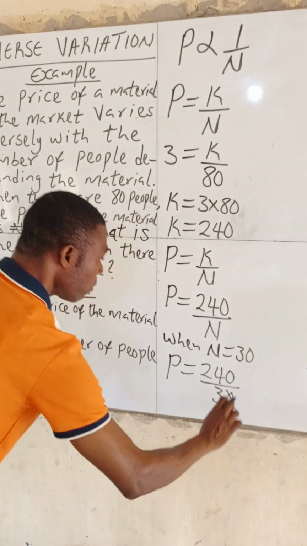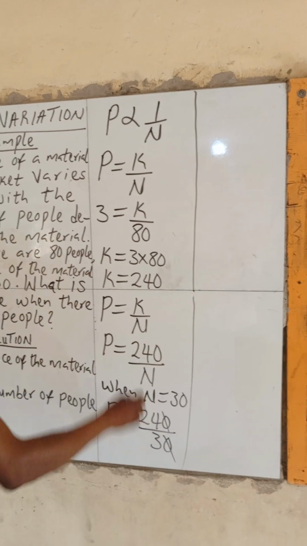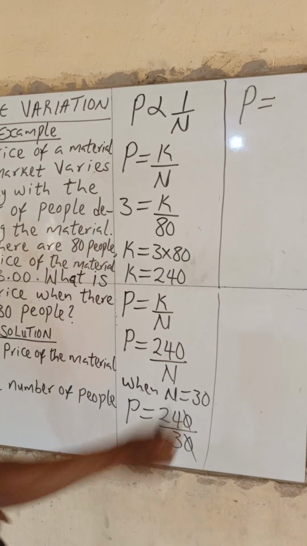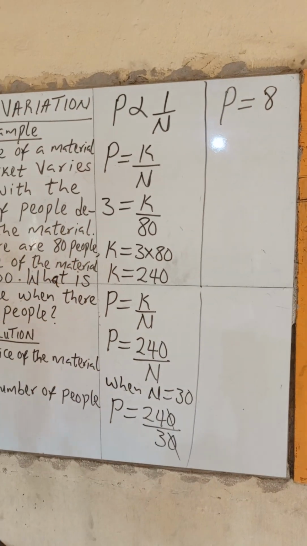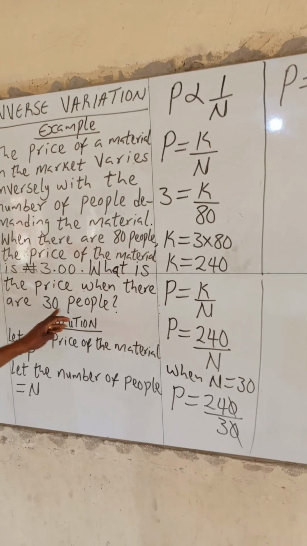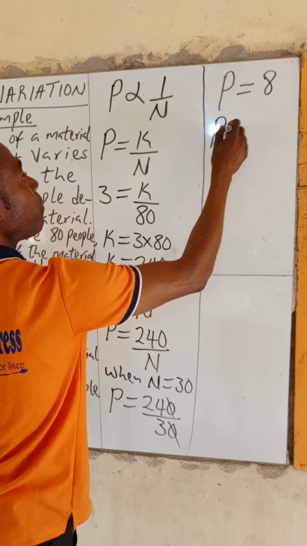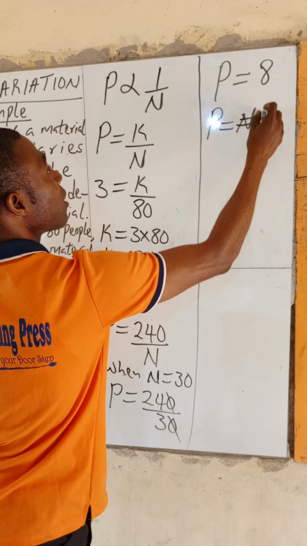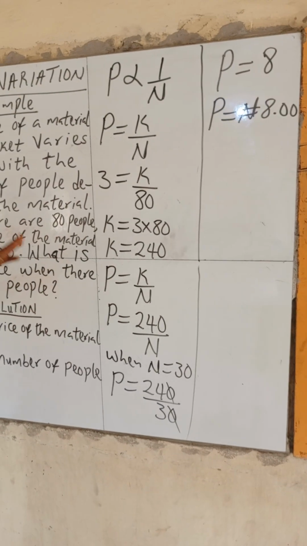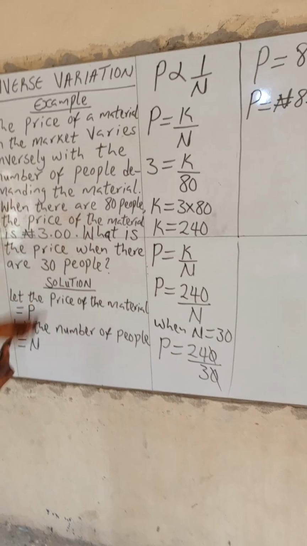We have here 0 cancel 0. Then we can now say that P equals to, 3 goes in 24, gives us 8. So that means when it is 30 people, the price will be 8 naira. So we now put P equals to 8 naira and no kobo. Please, anytime you are dealing with money, always include naira and kobo. So that is the solution.